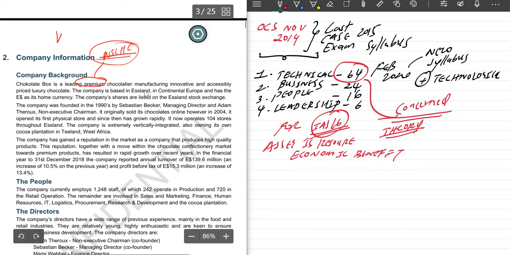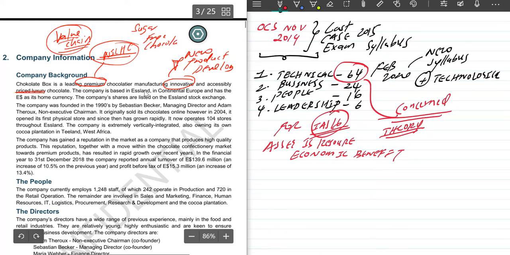So you need to also analyze something called value chain. I think the value chain will give you the reason behind their premium, the quality of their products. In other words, the process. Chocolatier manufacturing an innovative and accessible priced luxury chocolate. So students, innovative is also here. So there can be situation of new product development. New product development also can come. Example of a new product development is a sugar-free chocolate. Sugar-free chocolate can come. There can be chances of producing sugar-free chocolate. So please keep that in mind, students.